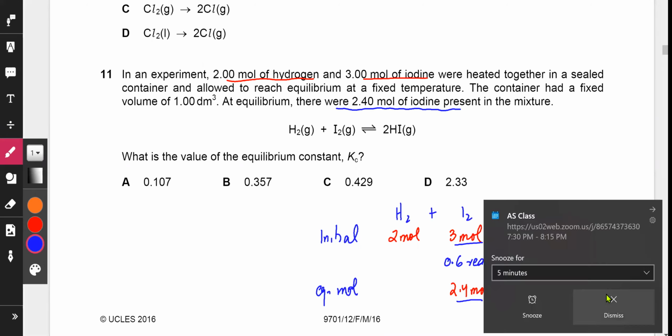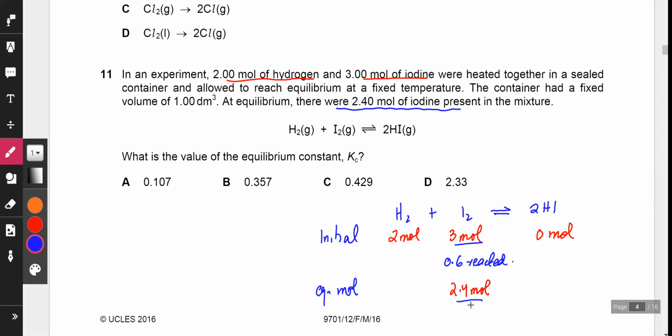Okay, that's why they're missing. You added 3 moles, and now you have 2.4 moles. So what you're going to do is 0.6 got reacted. So 1 reacts with 1. So if 0.6 of iodine are reacting, 0.6 moles of H2 would also react. So starting with 2 moles, 0.6 got reacted. So you're left at equilibrium with 1.4 moles. And if 0.6 are reacting with 0.6, they're going to produce 2 moles, which is 1:1:2. So it's 0.6 and 0.6 reacting to produce 1.2 moles. So on the other side, 1.2 moles must have gotten produced.